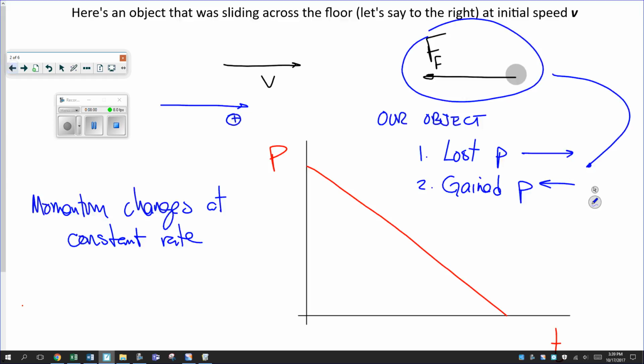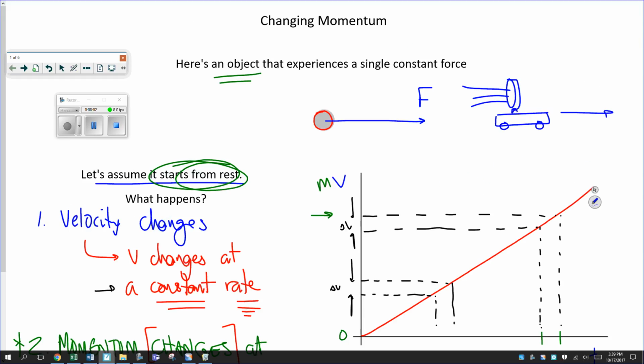In our previous case, we have that this object clearly, hopefully clearly speeds up, right? We have a force to the right, and this thing gains momentum to the right, which means it speeds up to the right. So we have a force this way and gain momentum that way.